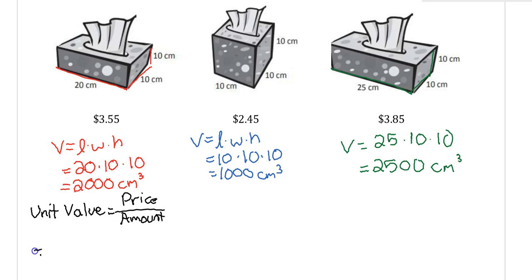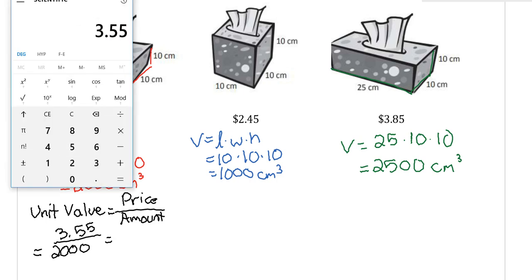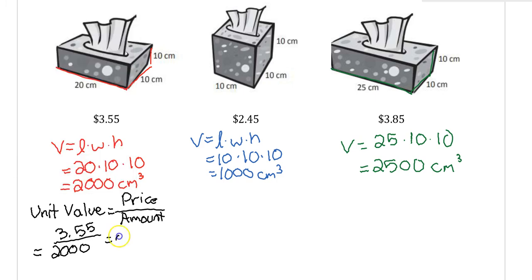Okay, so for this one, our unit value is going to be, our price is $3.55 divided by 2,000, which equals 0.00, I'll even round it, 18. And it's price, so that's dollars per centimeter cubed. So I'm paying 0.18 cents, right, less than a cent, for each centimeter cubed for that one.